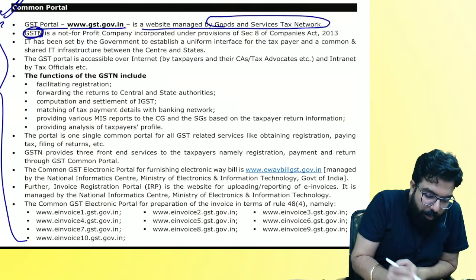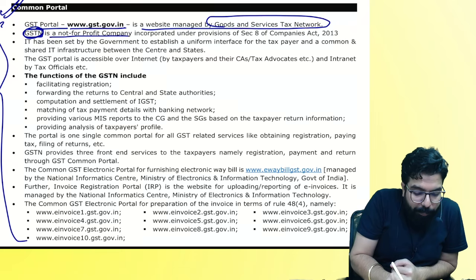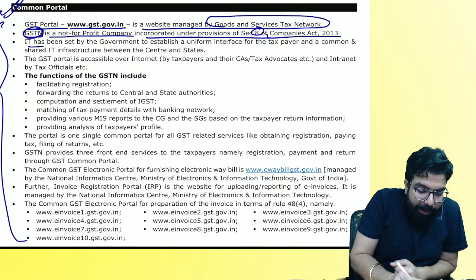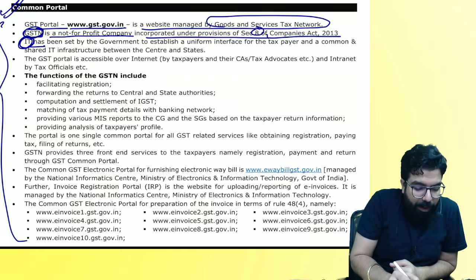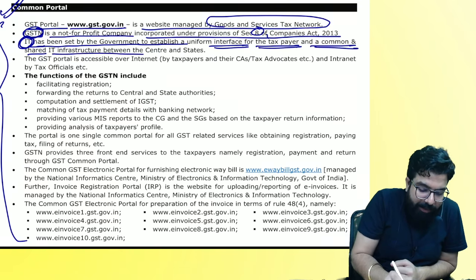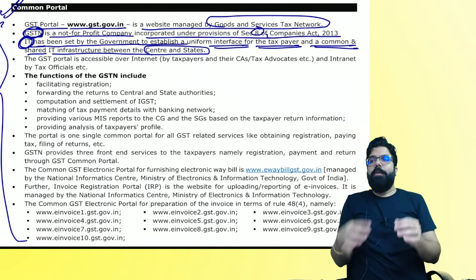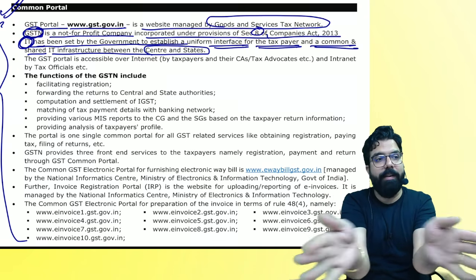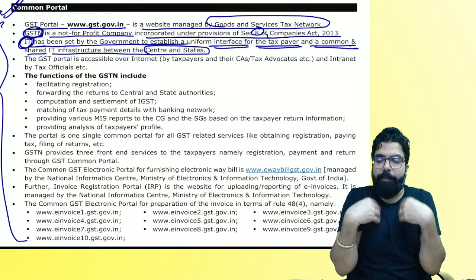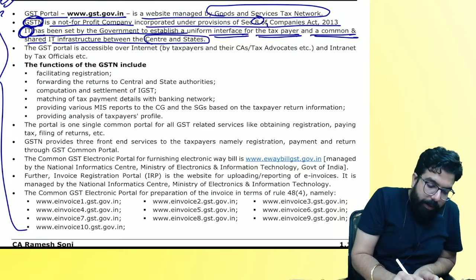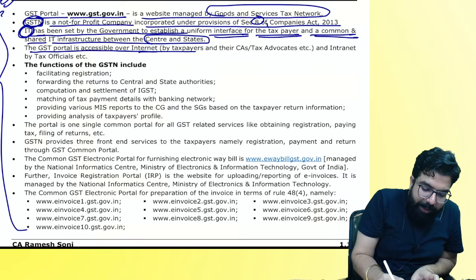About GSTN, the Goods and Service Tax Network, they have told a little. It's a not-for-profit company incorporated under section 8 of the Companies Act. It has been set up by the government to establish a uniform interface for taxpayers and a common and shared infrastructure between whom? For us it's a common place where we have to pay CGST and SGST. And who shares it? Central government and state government. And where do we go and pay the taxes? GST.gov.in.